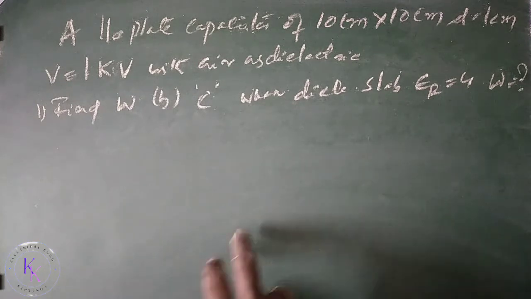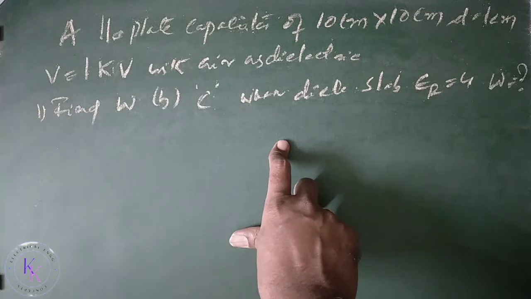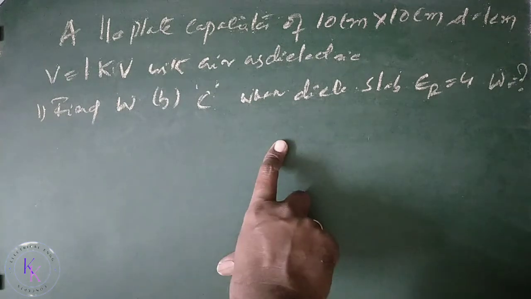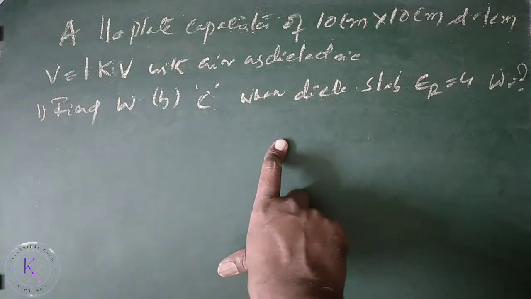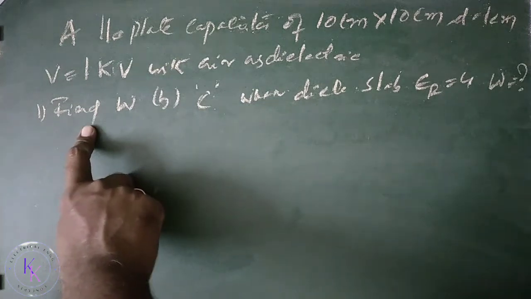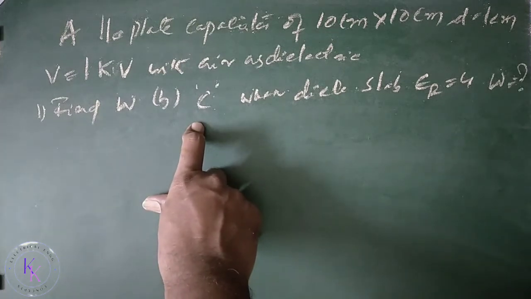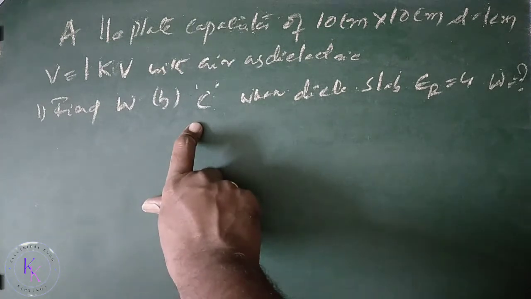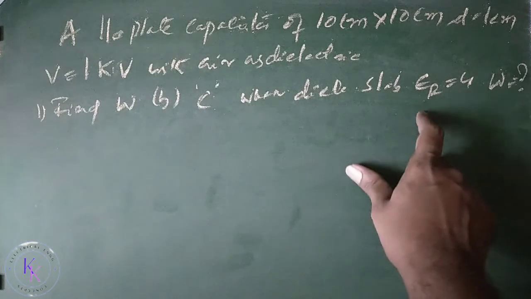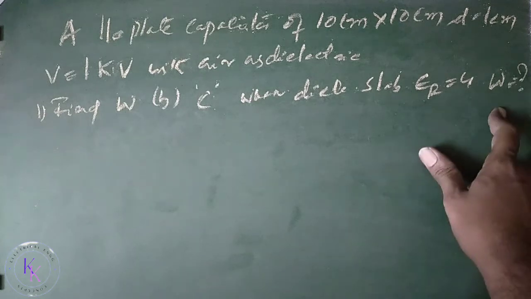A parallel plate capacitor of 10 centimeters by 10 centimeters and a thickness of 1 centimeter is charged to a potential of 1 kilovolt with air as a dielectric. First, find the energy stored. Secondly, the capacitor is disconnected from the source and a dielectric slab with epsilon R equals 4 is inserted in the capacitor. Calculate the energy stored W.